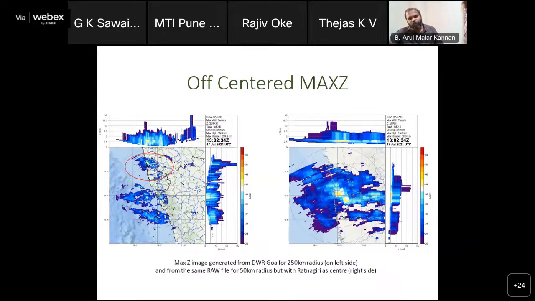Now there is a request from IGI, Delhi Airport. They wanted a similar product to be made for their use, to predict hazardous weather. The process is going on.